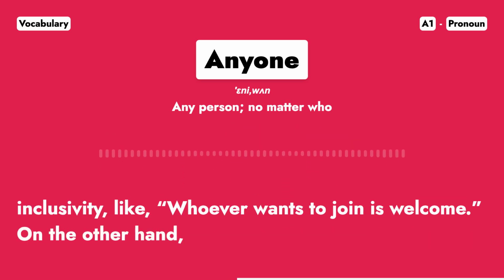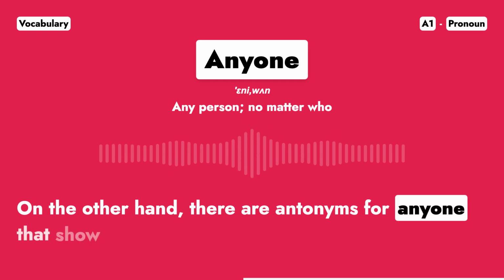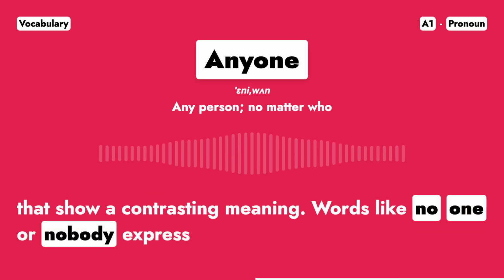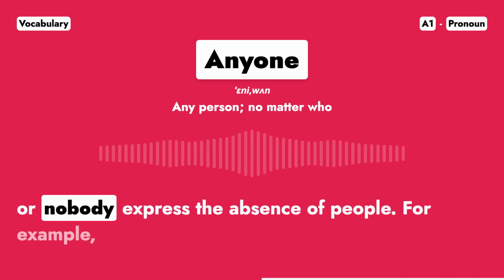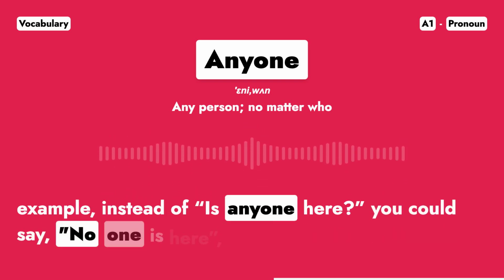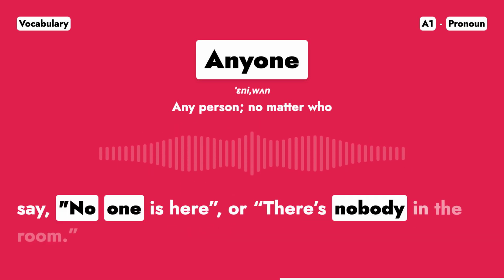On the other hand, there are antonyms for anyone that show a contrasting meaning. Words like no one or nobody express the absence of people. For example, instead of "Is anyone here?" you could say, "No one is here," or "There's nobody in the room."